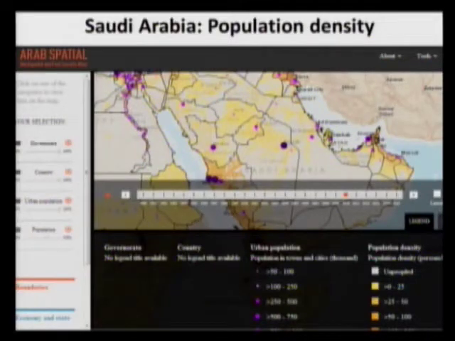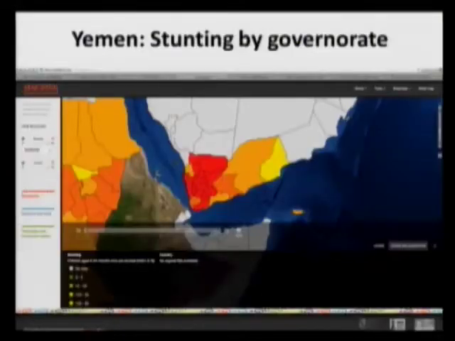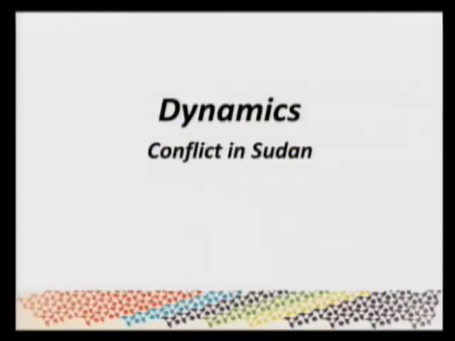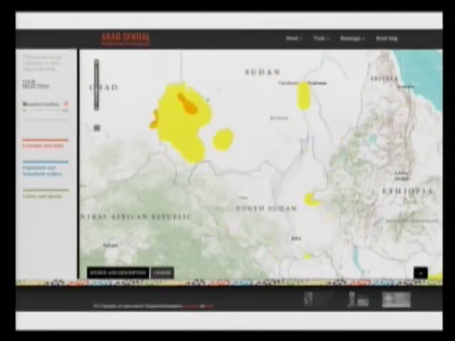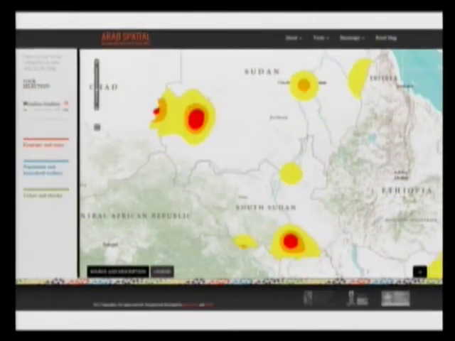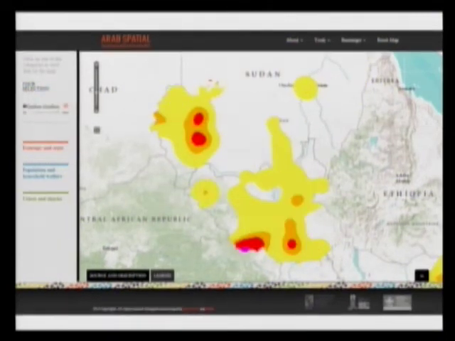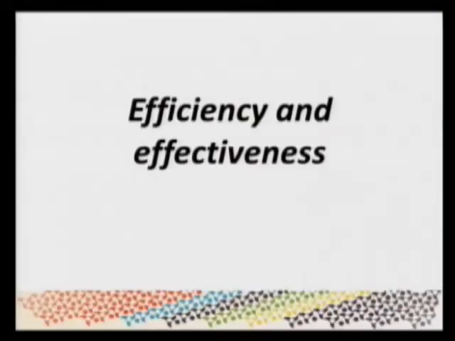This is another screenshot of the Kingdom of Saudi Arabia. It shows the population density of Saudi Arabia, and it also shows the urban population in its main towns and cities. And at the micro level, here we show the latest estimates for stunting in Yemen by governorate. We also have a dynamic feature in Arab Spatial. These series of screenshots show the evolution of conflict in Sudan and South Sudan over a roughly 10-year period.